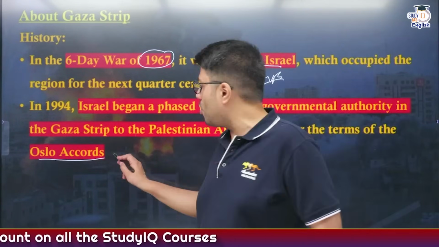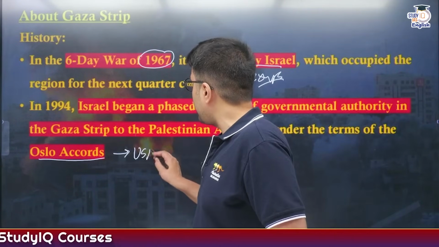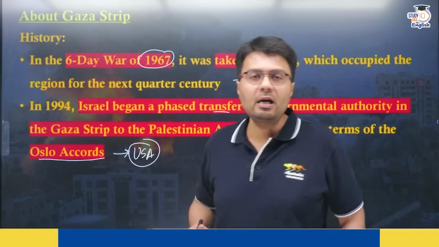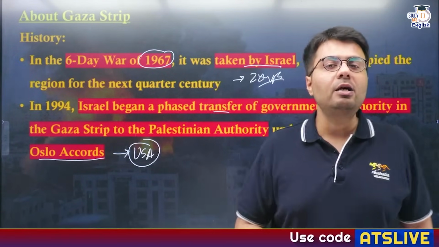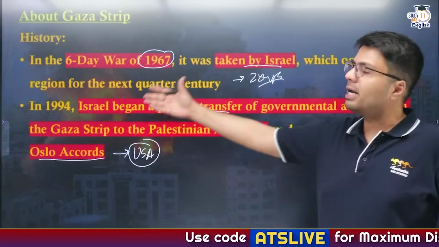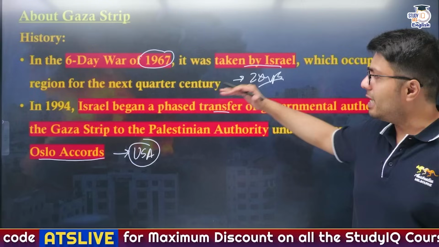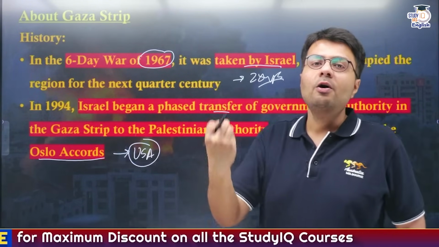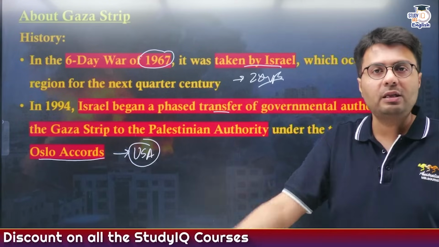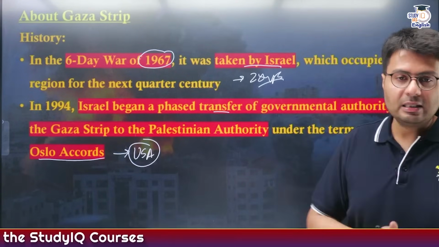Now this Oslo Accords was brokered by the United States of America. So you can understand the US has already played a key role in the politics of the region, which you can understand from its participation and mediation in the Oslo Accord. And the Oslo Accord was the first instance where Israel directly interacted with an Arab nation, that was the Palestinian Authority, right?